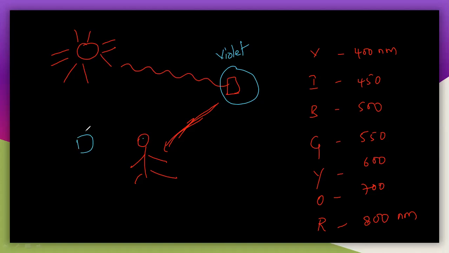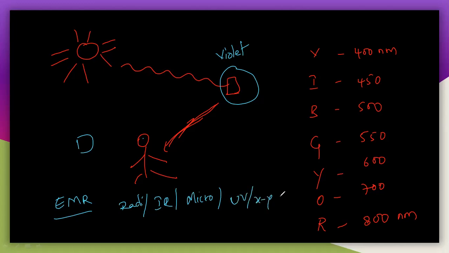So why only the violet color? Why not other radiations? We have electromagnetic radiations starting from radio waves, microwaves, IR waves, then UV rays, X-rays, gamma rays. Why are we not seeing those particular electromagnetic radiations? Simply, we can see only the visible rays.